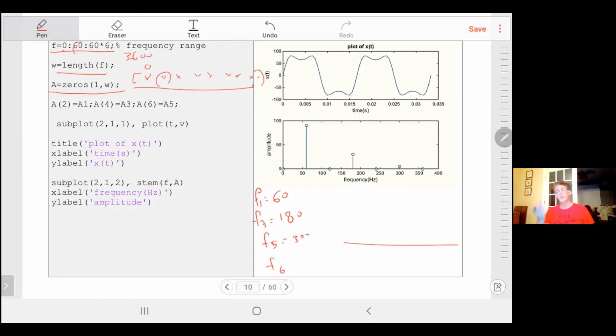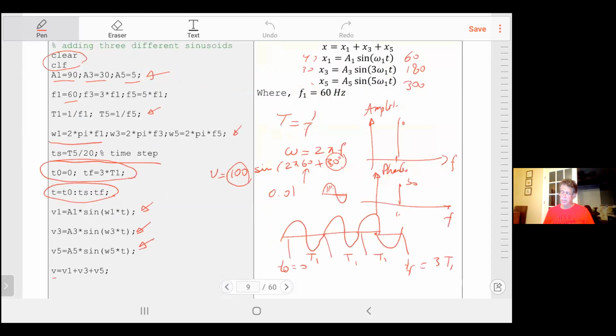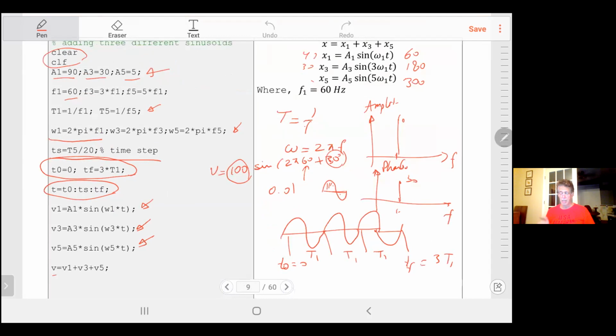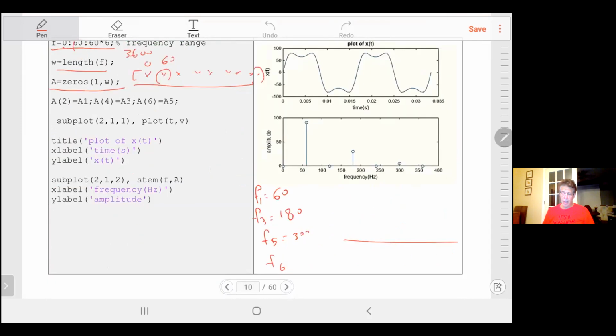I start from frequency equal to 60. So the 60 is here in the second element, and I know its amplitude. The 60 hertz component has amplitude A1, and A1 is equal to 90. So I say here A(2), it means in the second place, put A1. It's the amplitude of the component that has frequency equal to 60 hertz.